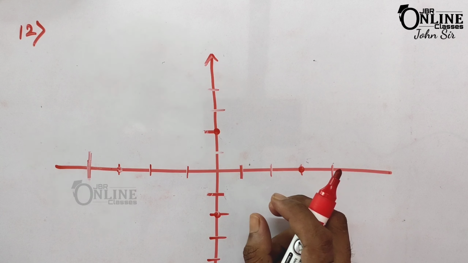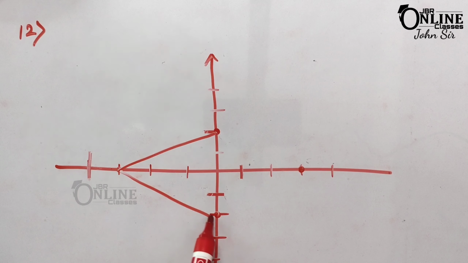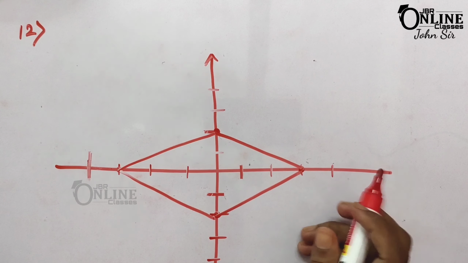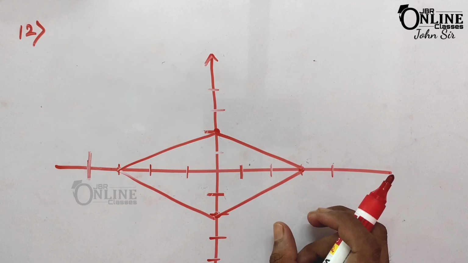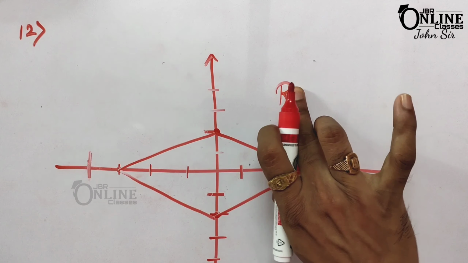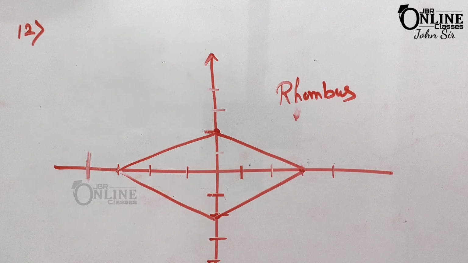On the graph paper, join these points. Join these points, name the figure so obtained and find the area of the figure. So this is the figure, it's a rhombus.